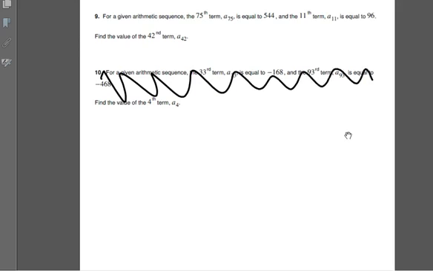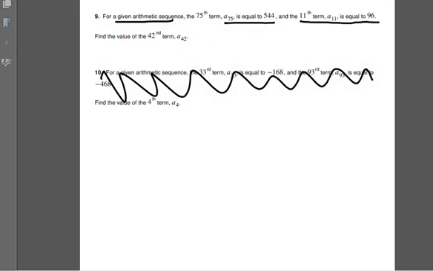All right, last problem. Here we go. I'm going to scratch out that bottom part down there. So this says, for the given arithmetic sequence, the 75th term, a sub 75, is equal to 544, and the 11th term, a11, is equal to 96. Find the value of the 42nd term, a42, somewhere in between those.